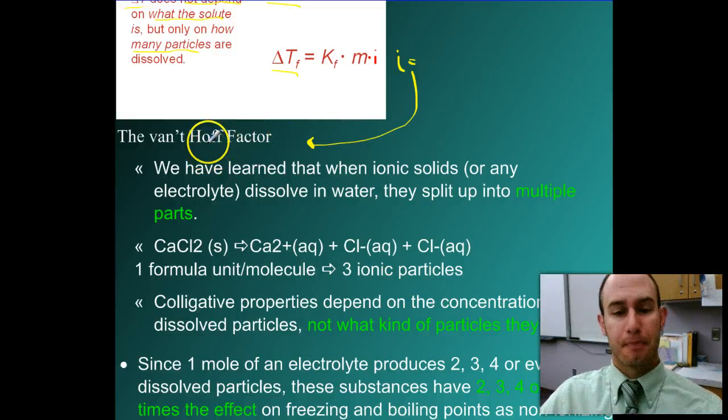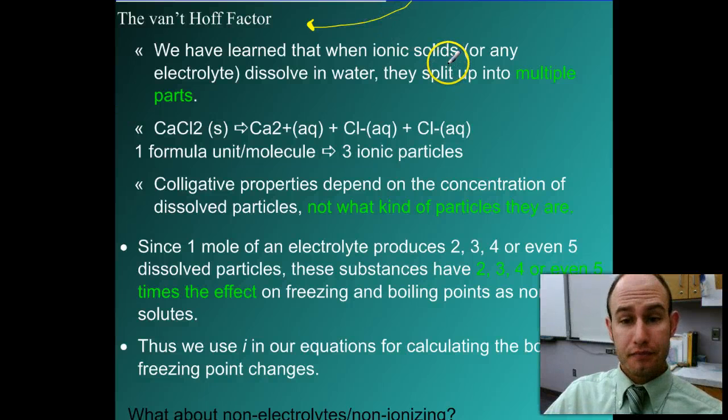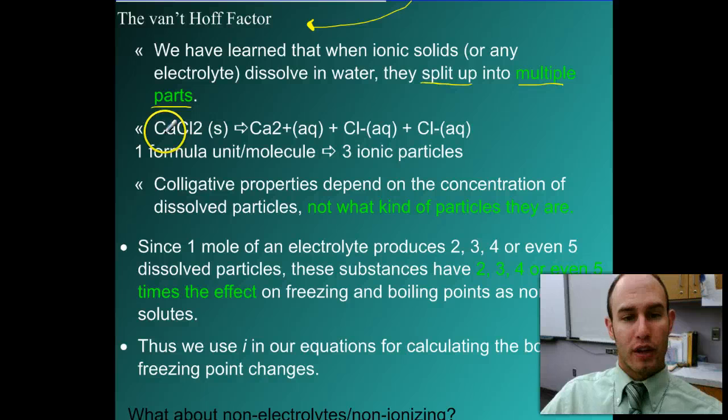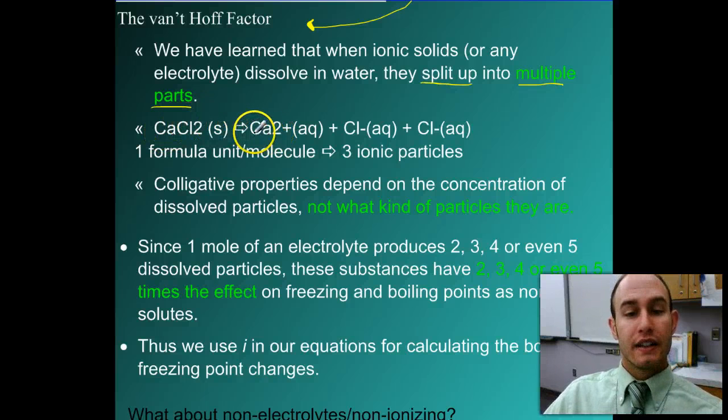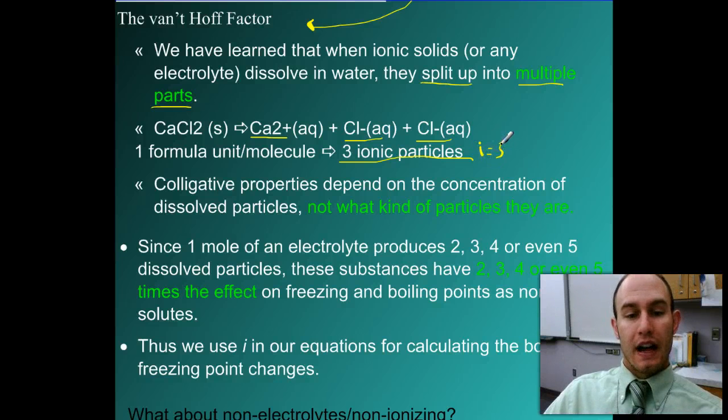We said that it's the Van't Hoff factor. Well, we've talked about ionic solutions dissolving in water, and that when they split up, they're going to form multiple parts in water. A good example here is calcium chloride, CaCl2. It dissociates into calcium 2+ and a chloride 1- and another chloride 1-. So one formula unit splits up into 3 ionic particles. So for this equation, I equals 3. And that's what we're talking about as being the Van't Hoff factor, or I.